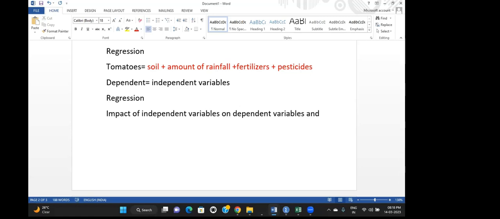So what we try to find out through regression is how much is the impact of the independent variable on the dependent variable. Are you able to understand? ये सबको समझ में आ रही है चीजें?